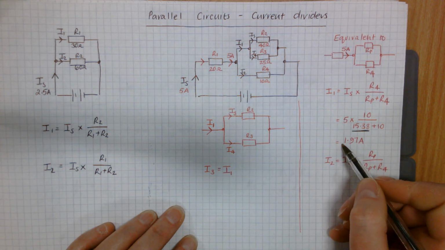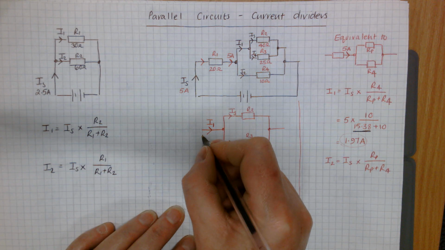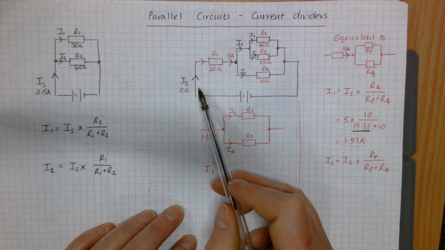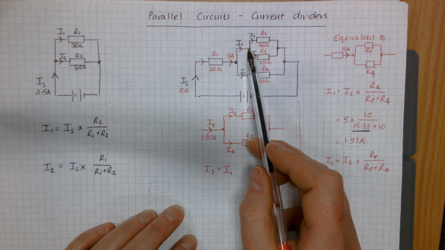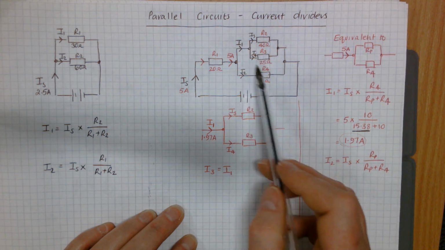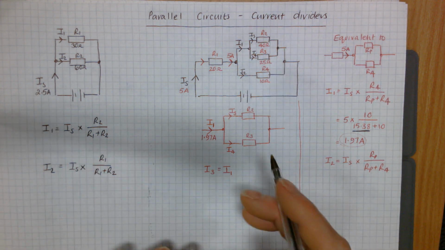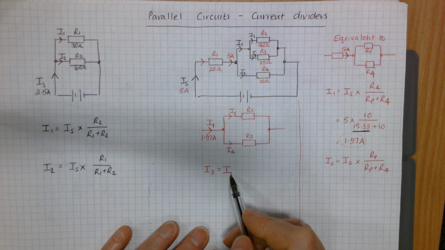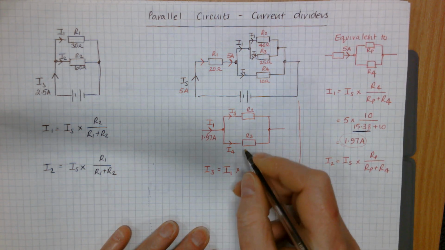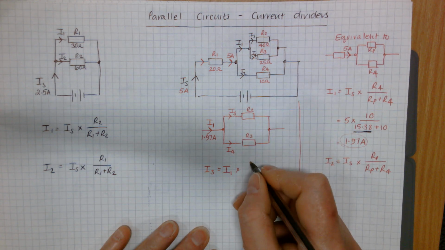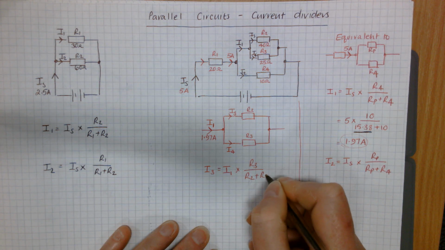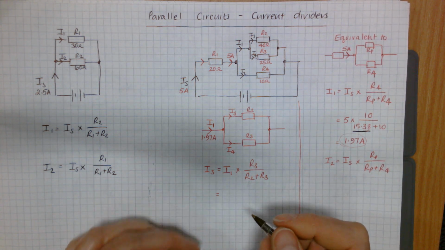It's this I1 from over here. It's this 1.97. So your current comes up here, hits that junction, divides. Then that divided current hits that junction and divides again. So it splits once, splits twice. So when you do this second current divider, the current you're dividing instead of being IS is I1. Then the opposite branch for I3 would be the one that's got R3 in it, over R2 plus R3. So that's your method, if you keep going with that.